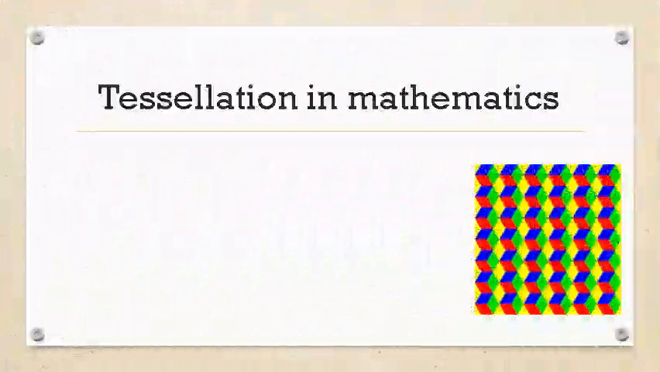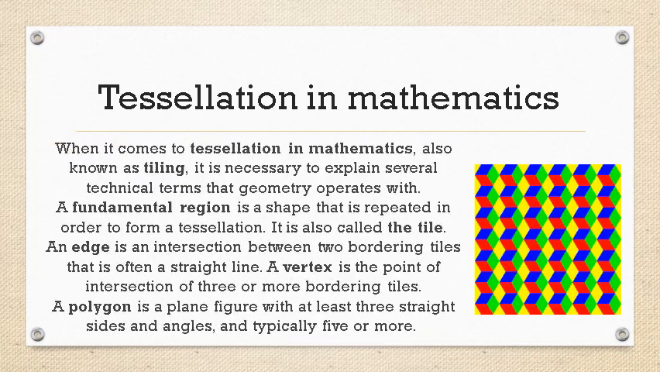Now we'll see tessellation in mathematics. When it comes to tessellation in mathematics, also known as tiling, it is necessary to explain several technical terms that geometry operates with. A fundamental region is a shape that is repeated in order to form a tessellation. It is also called the tile.